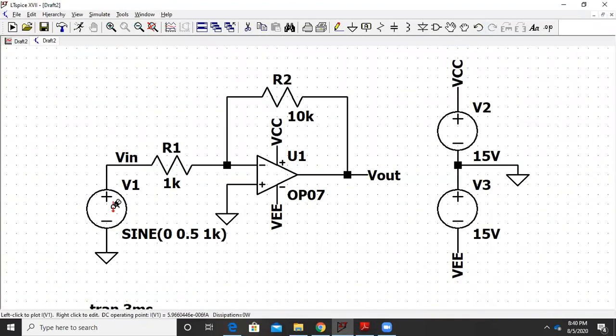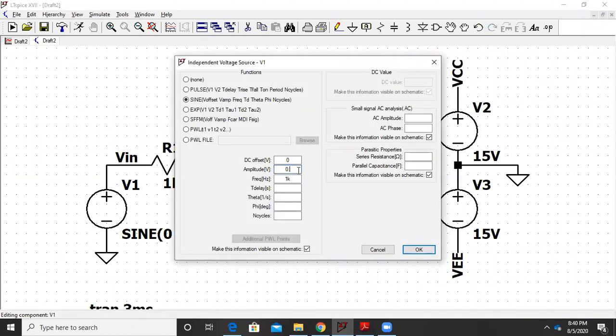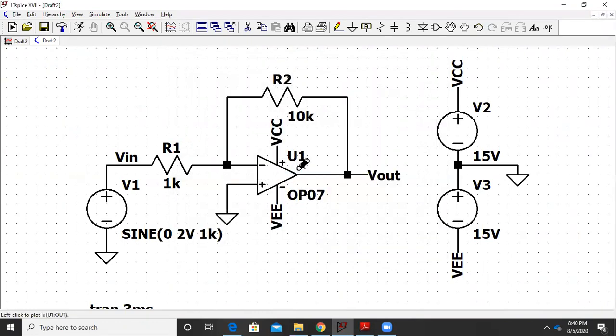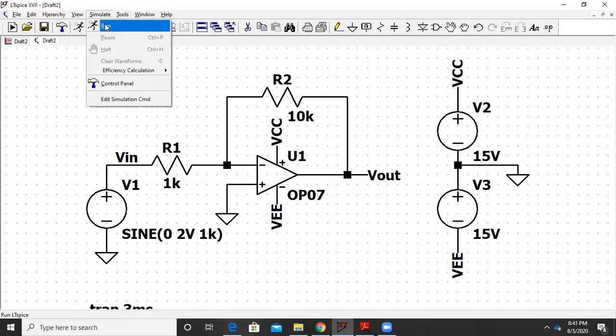So let us set this input peak instead of 0.5, we set it as around 2 volts. So what might happen? Here, my input peak to peak will be 4 volts peak to peak, and the gain will be 10. So the output peak to peak has to be 40, but the power supply peak to peak is around 30. So let us see.